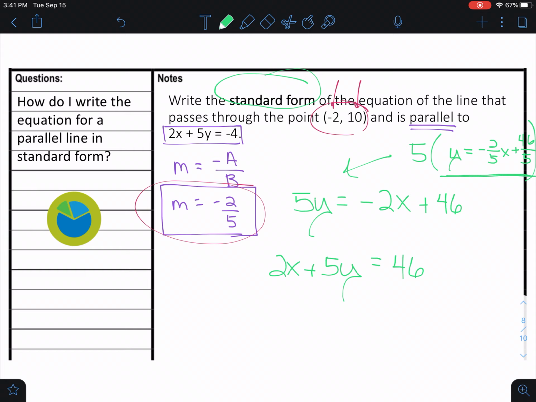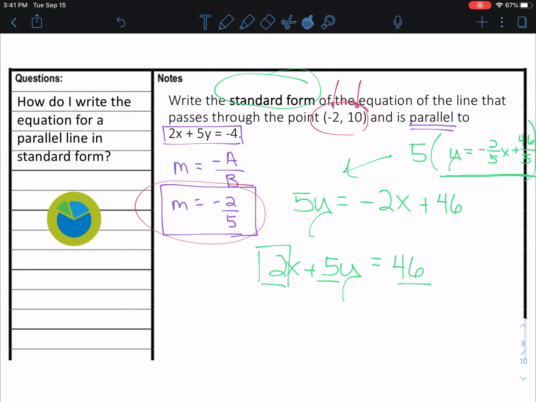Well, I want to make sure it's actually standard form. So first of all, a, b, and c, are they integers? Yeah. And then the second thing is, is a positive? You always want to make sure that it's positive, and in this case, yep, we're good. So my answer is 2x plus 5y equals 46 in standard form. So this standard form is an extra step, okay?